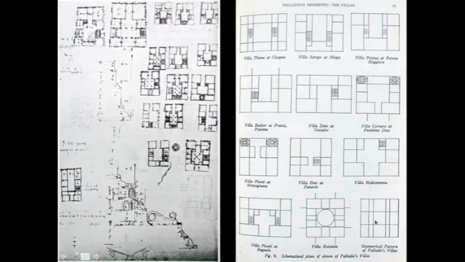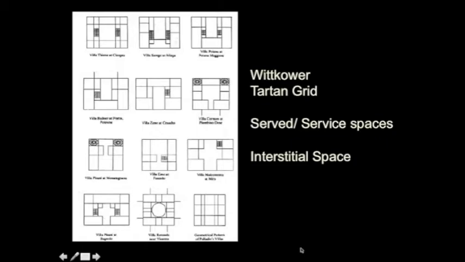Does anybody remember the words we use to describe Little Bay? And how does Palladio use the Little Bays to help him shape his spaces? Danielle? Okay, ancillary spaces is okay. The word that I used specifically was interstitial space. And interstitial simply means the space in between.